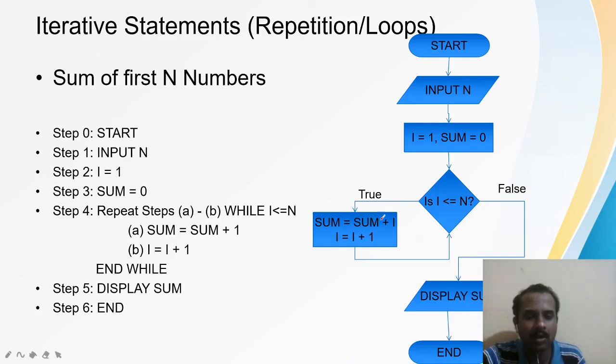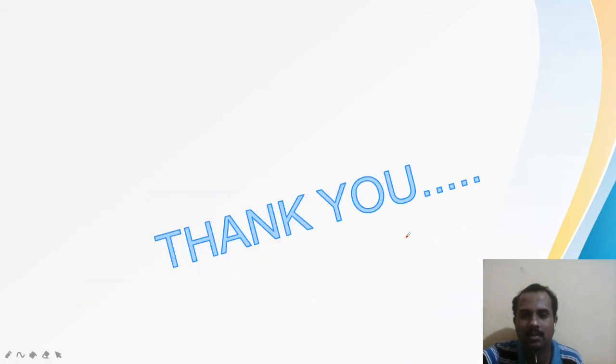It keeps on repeating till when? Till this condition becomes false. When the condition becomes false, I am going to display the sum. Afterwards, end of the program. Here this step is repeated again and again, so this is called the iteration step. As soon as the condition becomes true, it comes here and keeps on executing until the condition becomes false. Thank you.